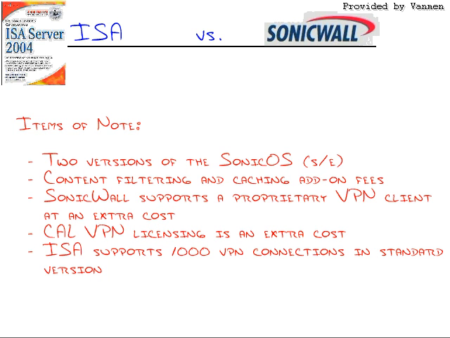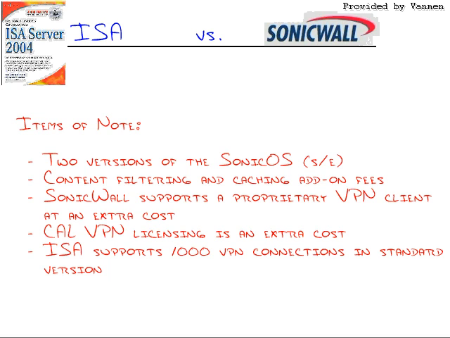Now, the high points of the SonicWall is that there are 2 versions of the operating system: a standard, which is very limited, and the enhanced, the S/E. So when you're looking at SonicWall model numbers, say a SonicWall Pro or the Soho 3 or TZW, you'll see an S or an E after that name, just to let you know what version of the operating system it runs.